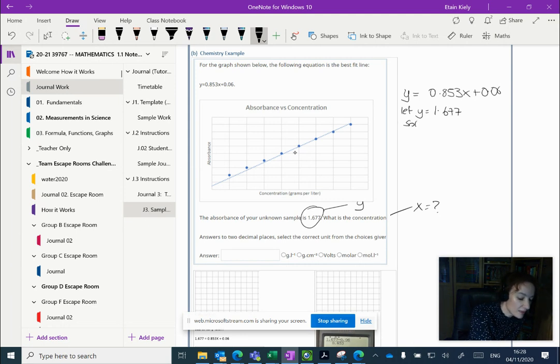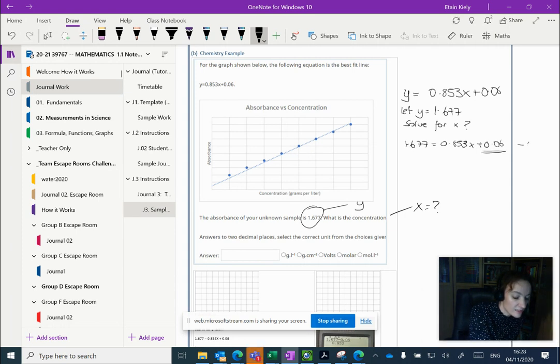So that's what we're doing. Every time you see one of these questions, that's exactly what you're doing. You plug in your value for y and you solve for x. So we say 1.677 is equal to 0.853x plus 0.06. What we need to do is remember the onion idea, undo this bit first.